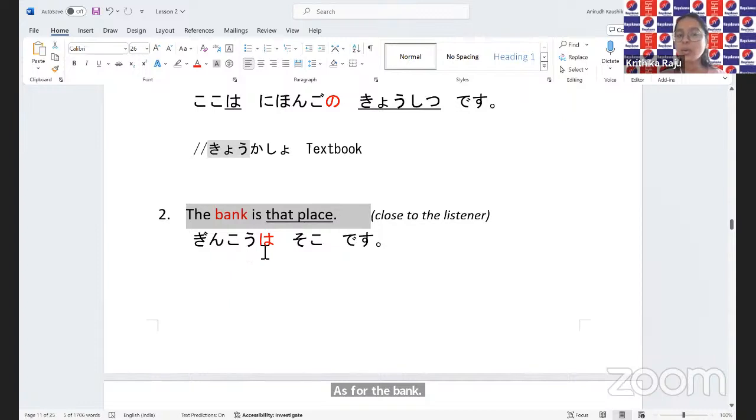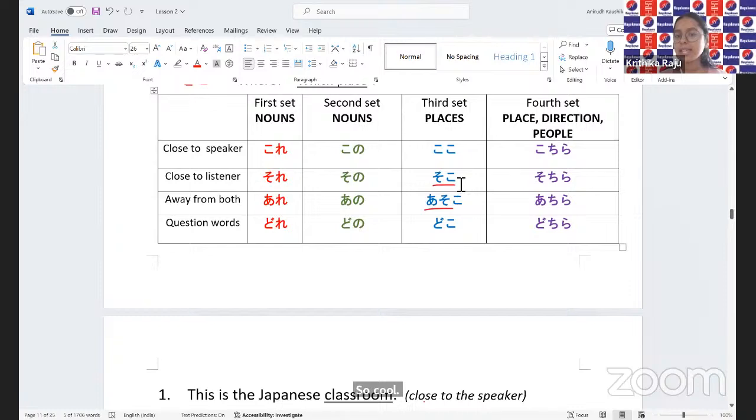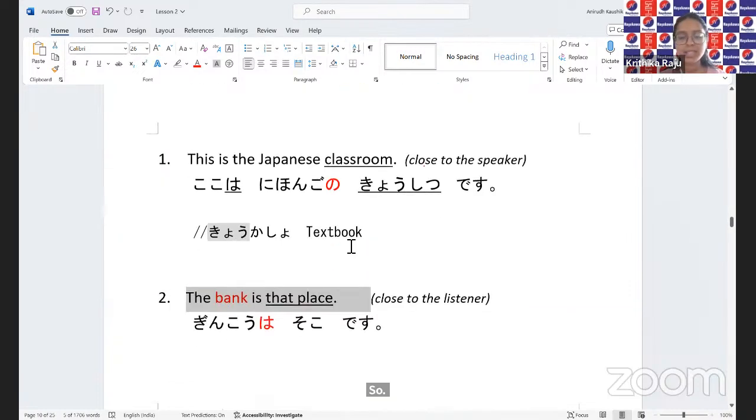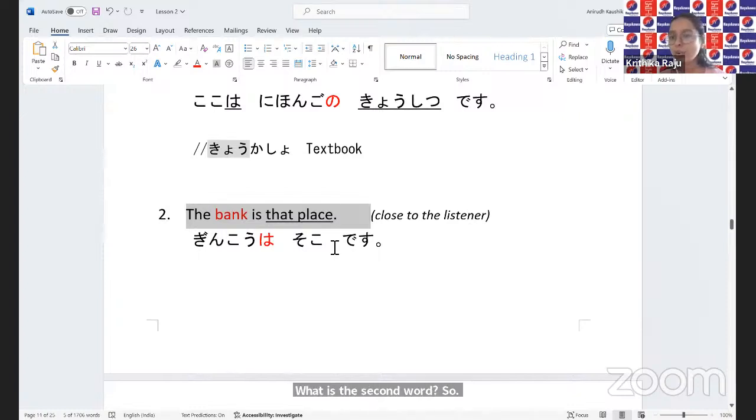Okay, so ginko wa, close to the listener. What is the word for a place that is close to the listener? Koko, soko. What is the second word? Soko. Ginko wa soko desu. Alright, ginko wa soko desu.